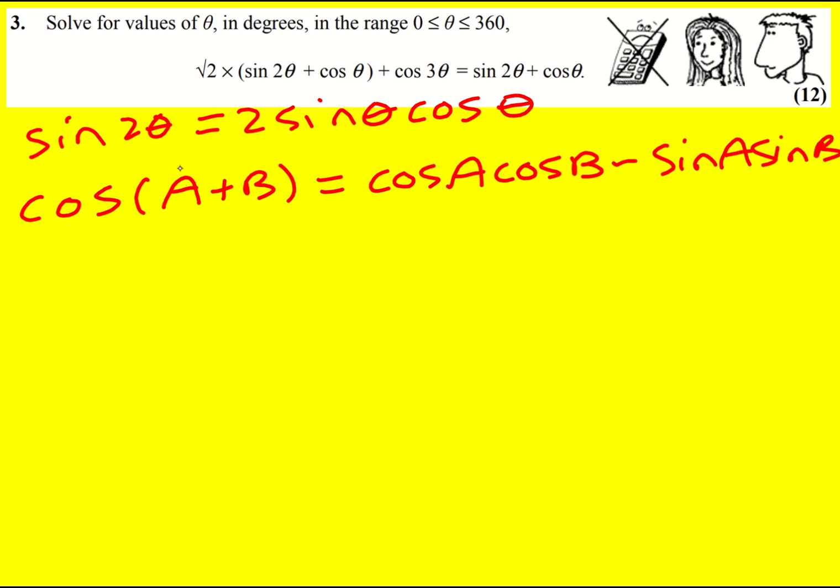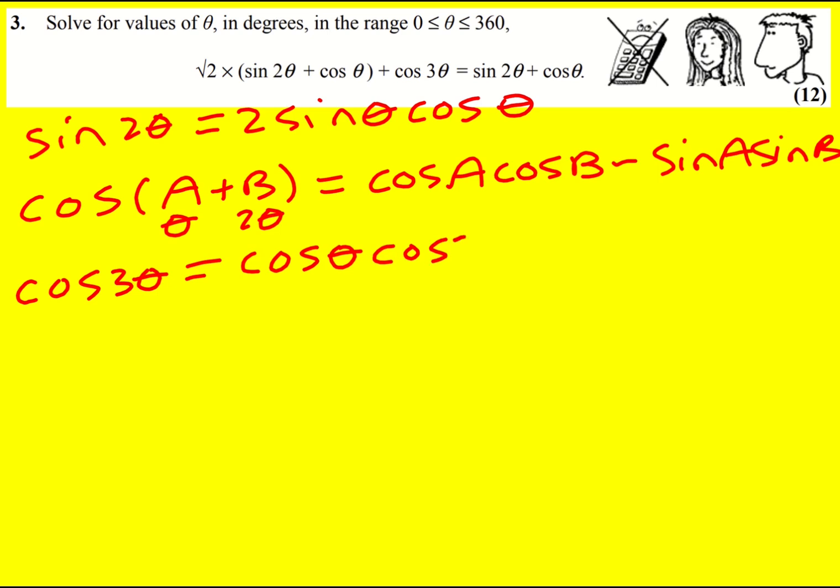Therefore, if we replace this one by theta and this one by 2 theta, I'm going to get that cos 3 theta is cos theta cos 2 theta minus sine theta sine 2 theta. Alright, I'm going to expand this one. Sorry, this one. What's the best to do for cos 2 theta? Now I need to think about this. Let me come back to that in a second, because there's 3 different versions of expanding cos 2 theta.